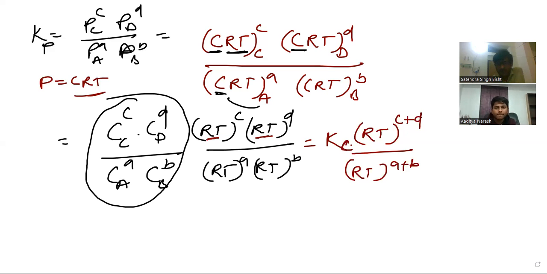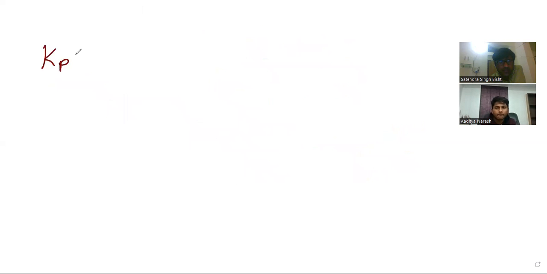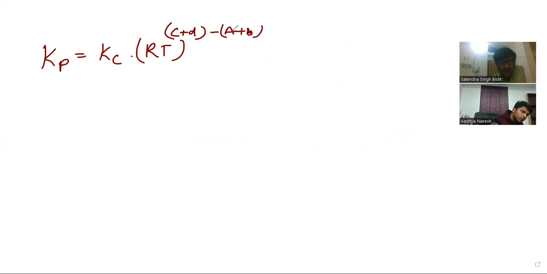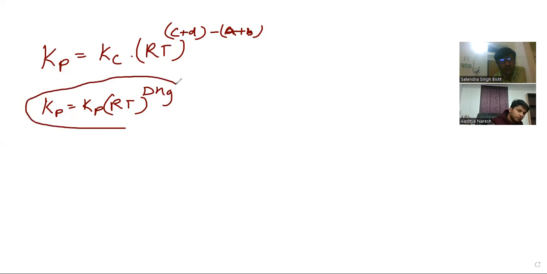Kp equal to Kc into RT raised to the power C plus D minus A plus B. In short, we can write it as del Ng. So this is the formula for Kp and Kc, and this is a very important formula.